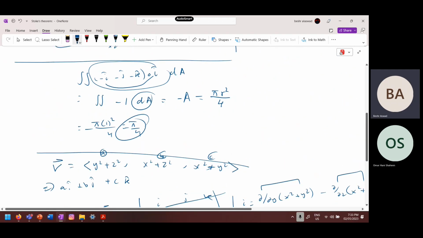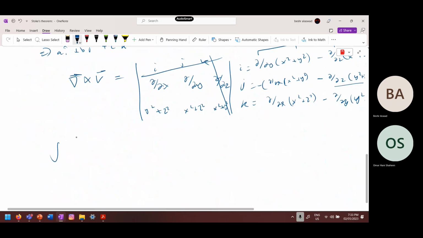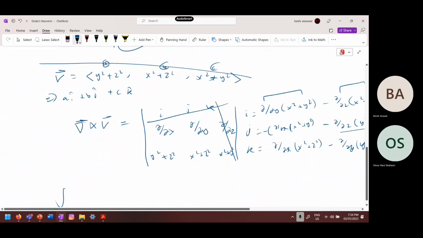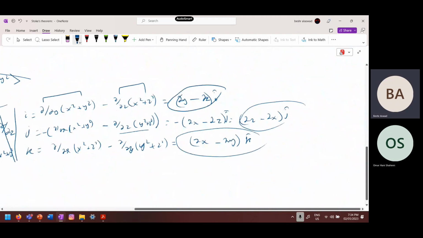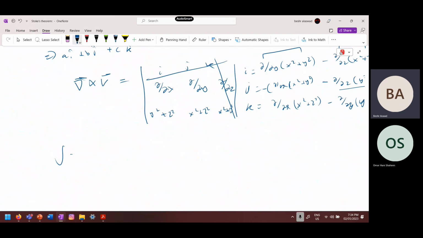Finally, for the double integration, did I write the double integration equation? Okay, this one. Sorry, there's something that I forgot. That's the solution of the vector, changing it to the curl of the vector. I didn't complete the question to start solving it. That's the problem, I'm sorry for that. dA, just a bit tired. Okay, now we solved this.